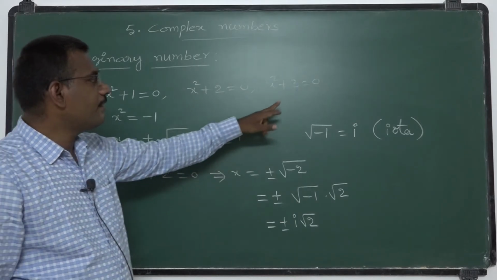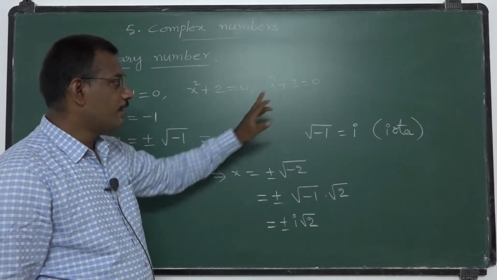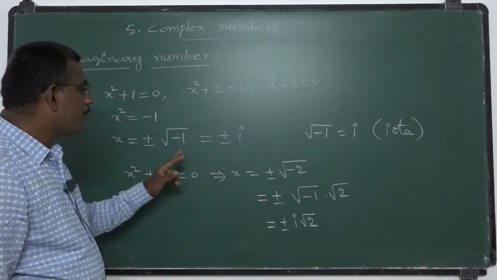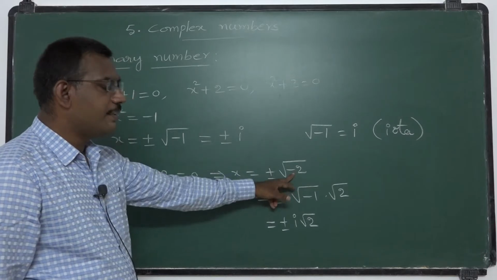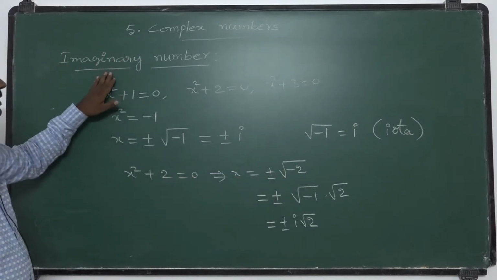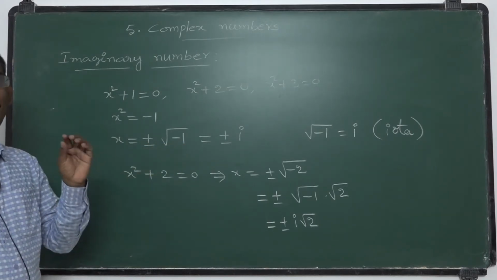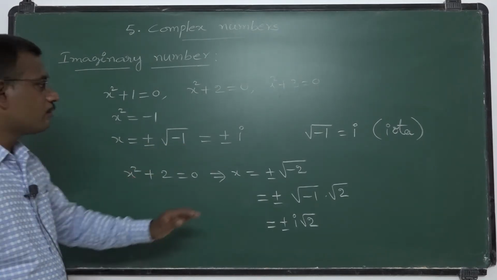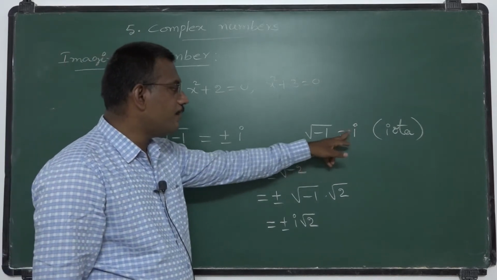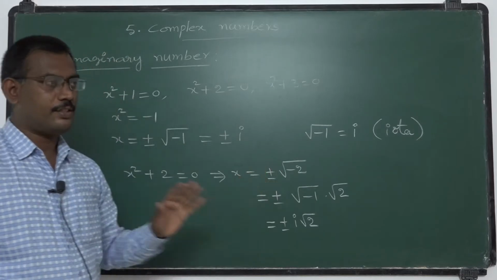Similarly, plus or minus i root 3 are solutions of the third equation. So finally, square root of a negative number is called an imaginary number. So what is the definition of imaginary number? The square root of a negative number is called an imaginary number, but square root of minus 1 is denoted by i. So i is equal to square root of minus 1.